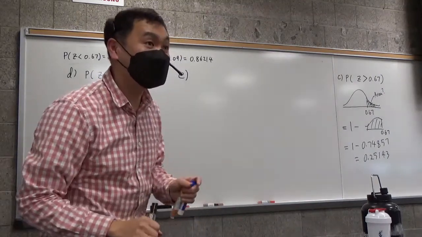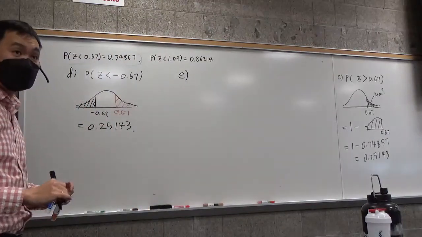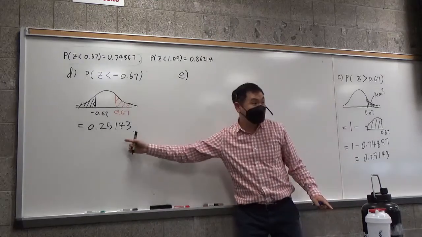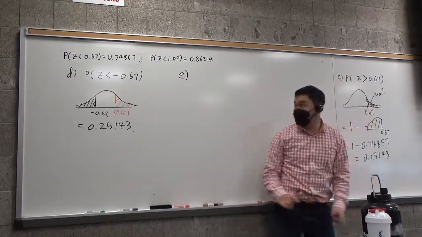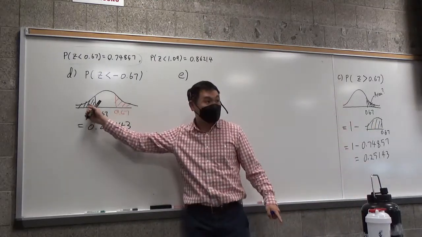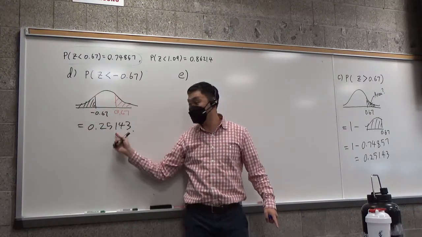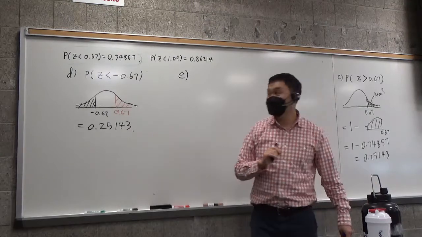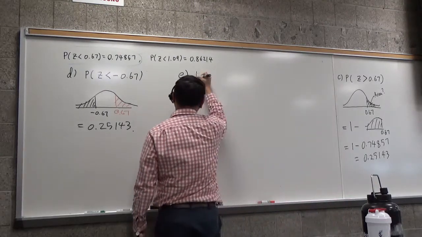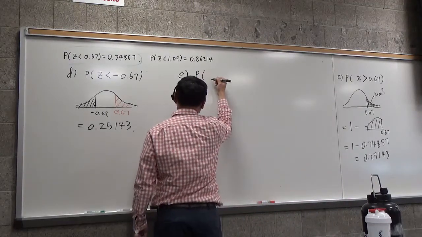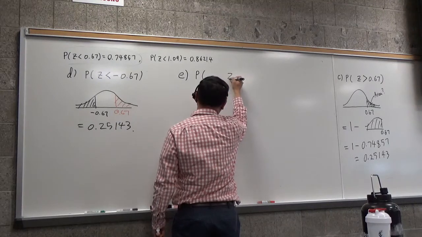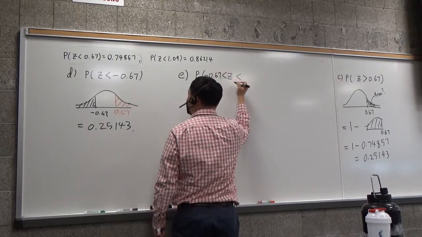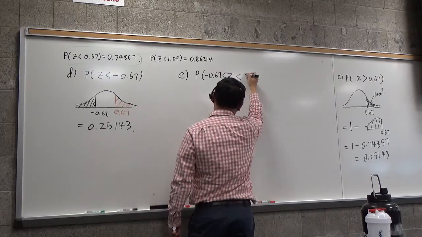You have a question? Yeah, wait, I'm sorry. How did you get the 0.25? I'm just copying this value from here, because I know that this area is same as that one. And this area, I already got it as this one. Oh, okay. Right? Okay, so probability of Z between negative 0.67 until 1.09.